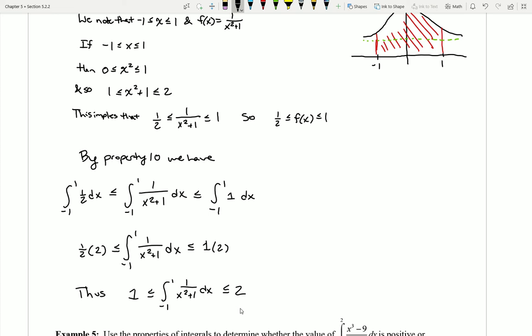So again, this begins to answer that question that we actually posed in our very, very first section. I know this red area is somewhere from 1 to 2. I'm not precisely sure of its value, but I know it's somewhere between 1 and 2.